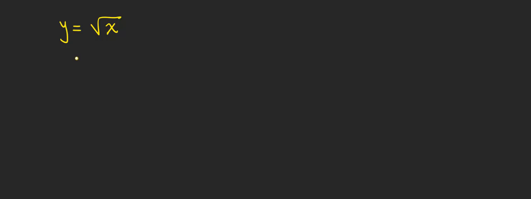In this video, we're going to talk about graphing radical functions. So let's say we have y equals square root of x. How would the graph of that look like? Well, let's come up with the x and y table.